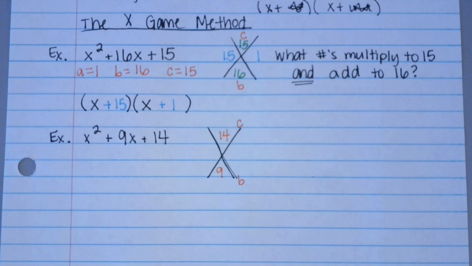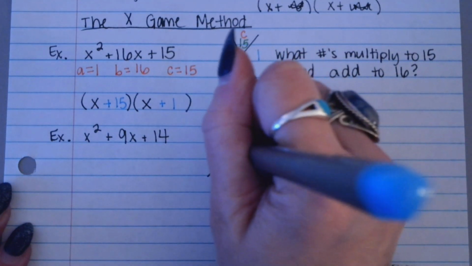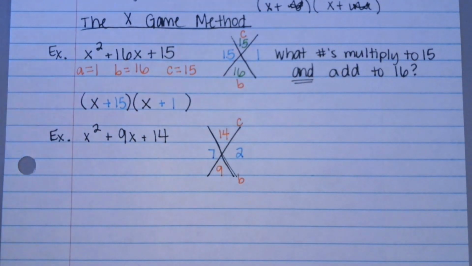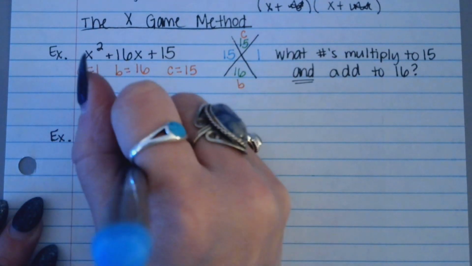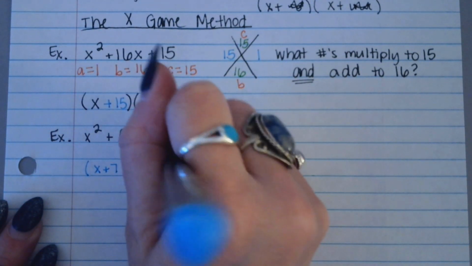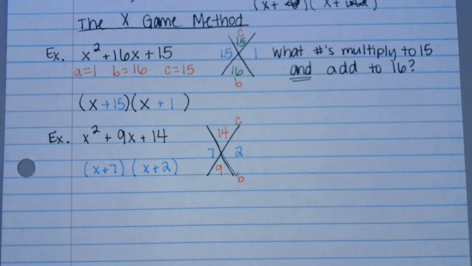What do you know multiplies to be 14? 7 and 2. Do those add to be 9? Yes. So 7, 2, and then we just set it up as x plus 7 in one set of parentheses and x plus 2 in the other. Okay. Not terrible.